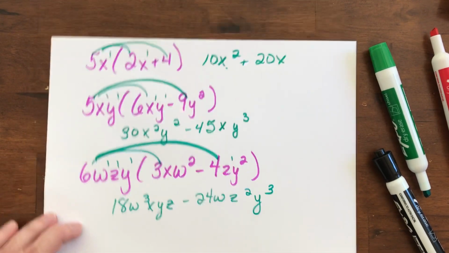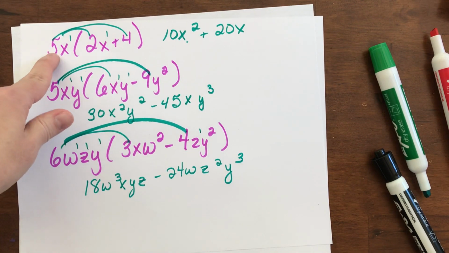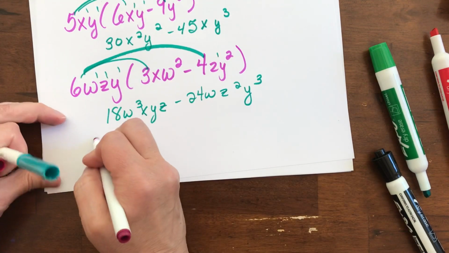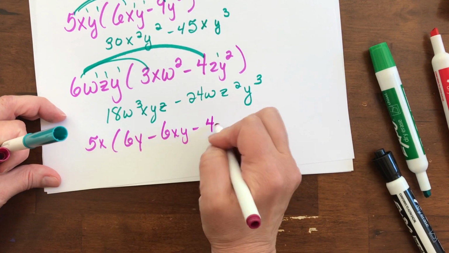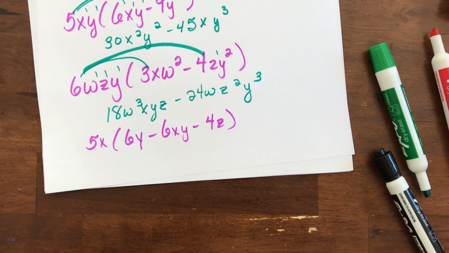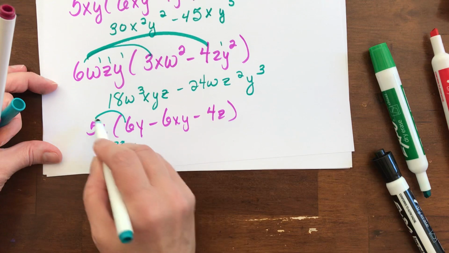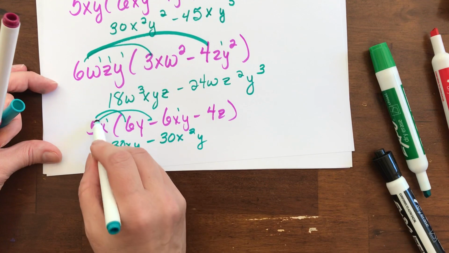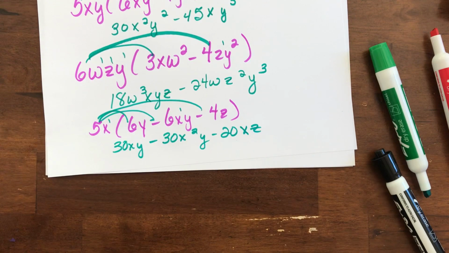So that's just a real quick brush up on how to multiply a monomial times another monomial, or a monomial times a binomial. And actually, let's just do an easy one. What about a monomial times a trinomial? Okay, all that means, again, is you're just doing the distributive property. So you'd have 30xy minus 30x to the second y, that's 1x, and then minus 20xz, okay?